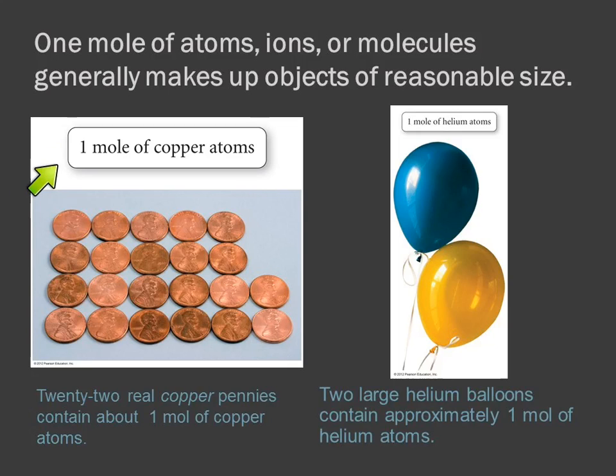So here are 22 pennies, and these are the older pennies that are solid copper. So this many pennies would contain 1 mole of copper atoms, 6.02 times 10 to the 23rd copper atoms. If we had 2 large helium balloons, those would be 1 mole of helium atoms, 6.022 times 10 to the 23rd helium atoms.